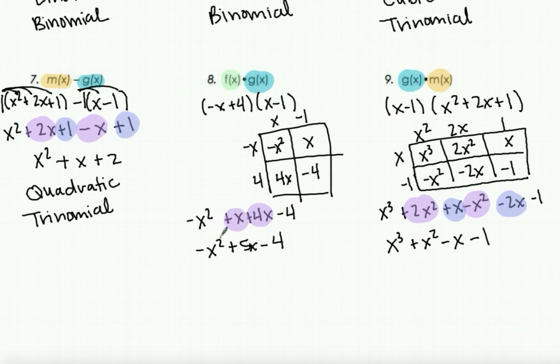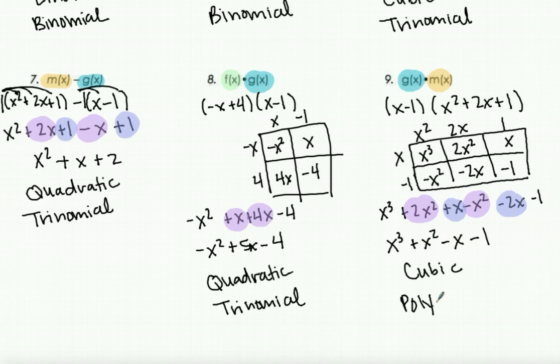Number 8, my highest exponent was a 2, which makes it a quadratic. 3 terms, which makes it a trinomial. Number 9, my highest exponent is a 3, which makes it a cubic. I've got 4 terms, which makes it just a polynomial.